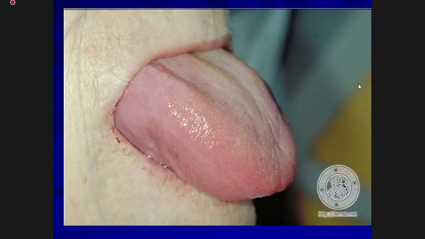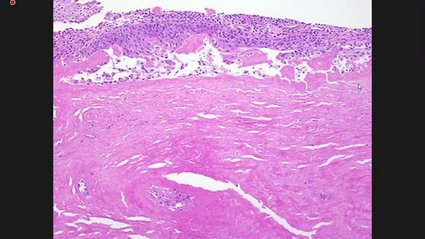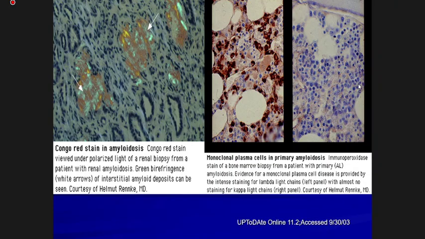Okay, tongue. Your tongue can be enlarged, which is called macroglossia. This can actually affect the speech and the swallowing of a patient with amyloidosis. Usually this can occur in AL protein depositions. This is a cross section of the tongue.